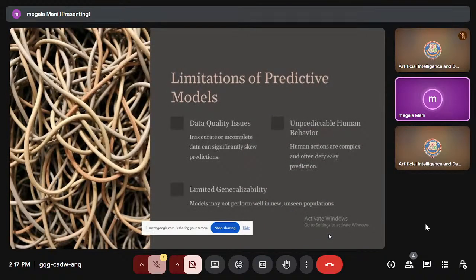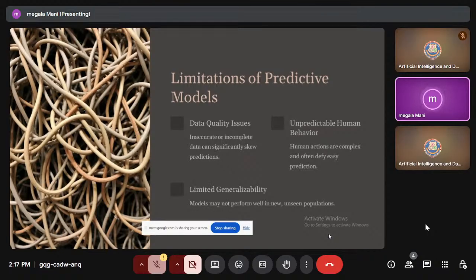Here are the limitations of predictive models based on data quality issues. Inaccurate and incomplete data can significantly skew predictions. If your data is correct, it is easy to predict based on the statistical model. If your data is not accurate, it is very difficult to find the solution. So that is the data quality issue.